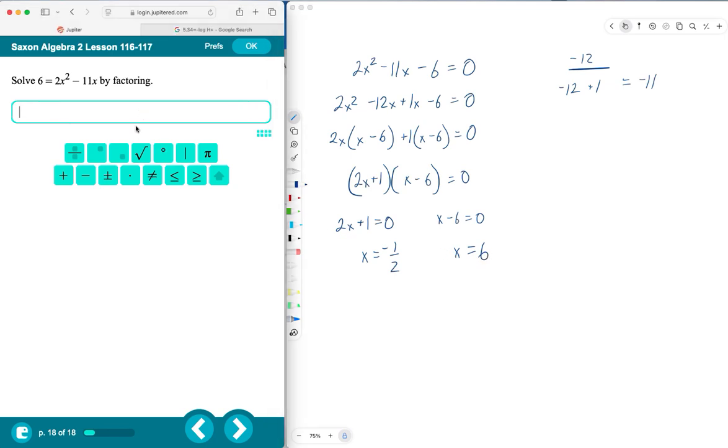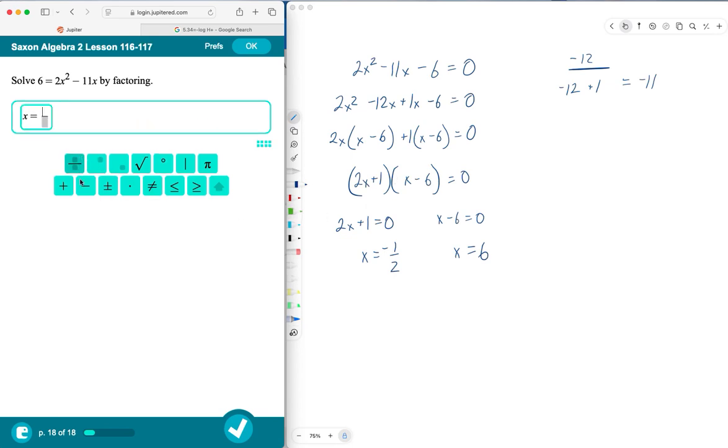So I would say x is equal to negative 1 over 2 and 6. And that's correct. All right, and that was the last one.